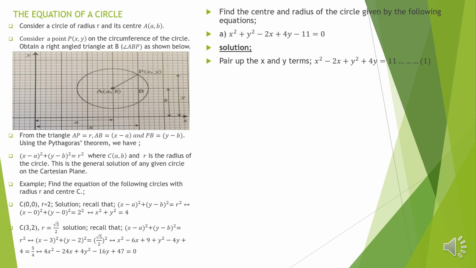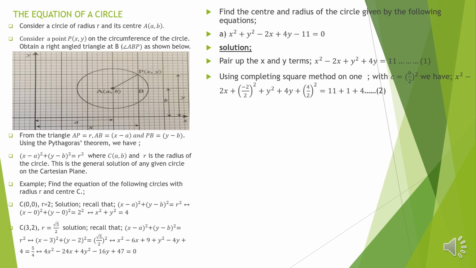By pairing up x and y together, we get x squared minus 2x plus y squared plus 4y equals 11. Notice the x terms are missing part C and the y terms are also missing part C. So we are going to employ the completing square method in equation 1 to find that value of C, where we know that C is b over 2 squared. And therefore, by so doing, we are going to have x squared minus 2x plus negative 2 over 2 squared, plus y squared plus 4y plus 4 over 2 squared.